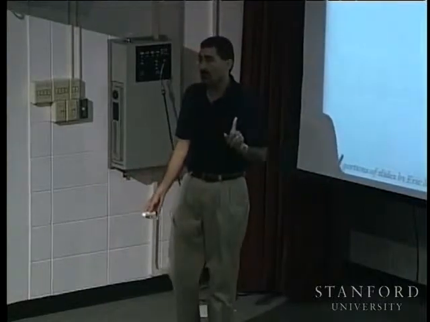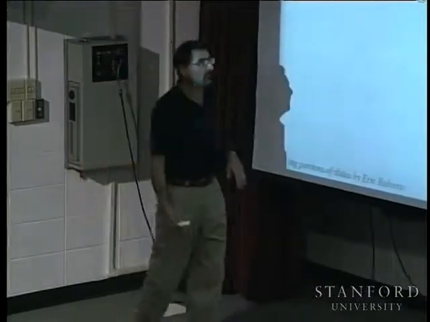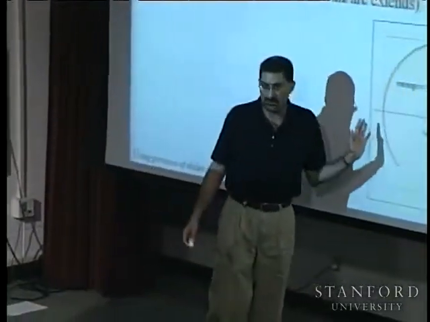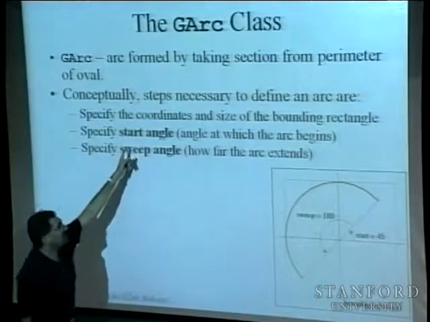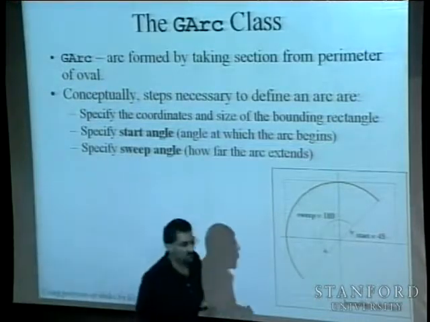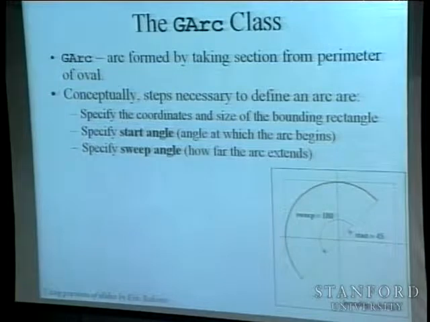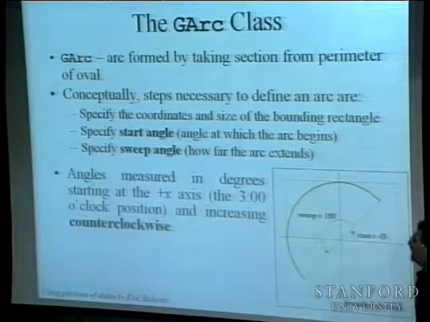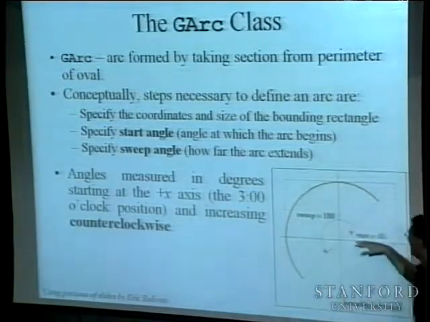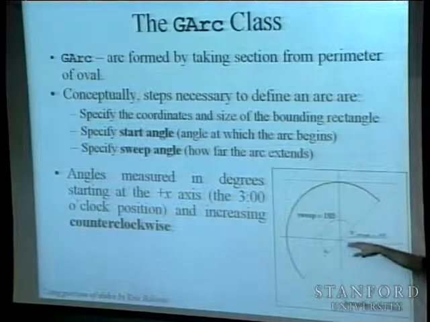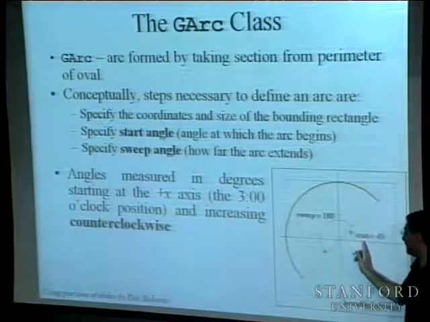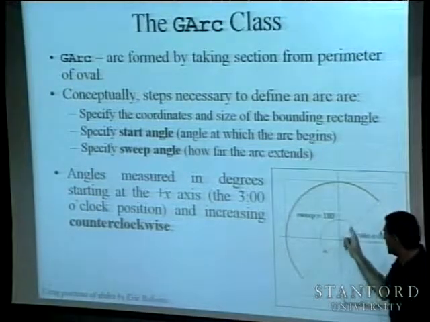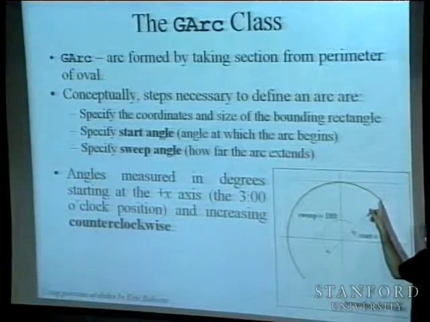But we're not going to draw the whole oval. We're just going to draw an arc from the oval. How do we specify the arc to draw? We need to specify something called the start angle and the sweep angle. So what are the start and sweep angle? Both of these angles are measured in degrees starting at this line, so starting at the x-axis. So if I say my start is 45 degrees, it goes up 45 degrees and says your start would be here.